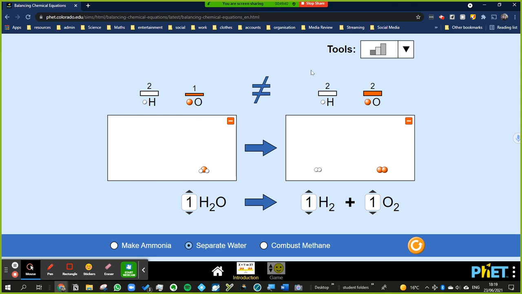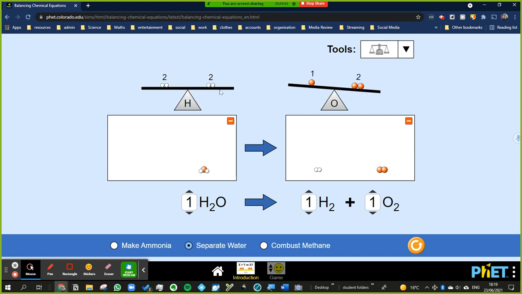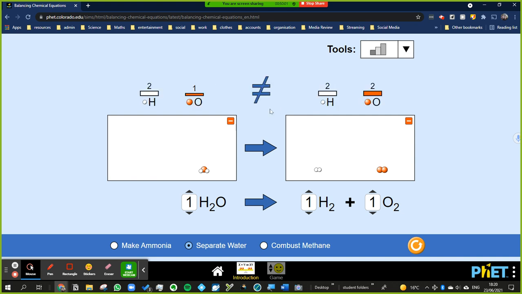I prefer the bar chart myself, but you might prefer the seesaw. The reason why I don't like the seesaw is because this looks like it's to do with the left-hand side, and this looks like it's to do with the right-hand side, but it's not. The left-hand side of each seesaw is the left-hand side of the reaction. So I think that's confusing. I always use the bar chart myself. Most of my students prefer the bar chart too.